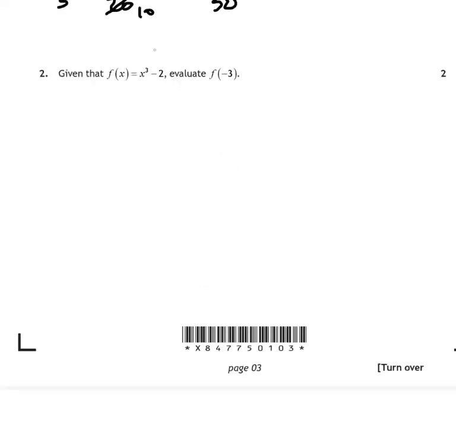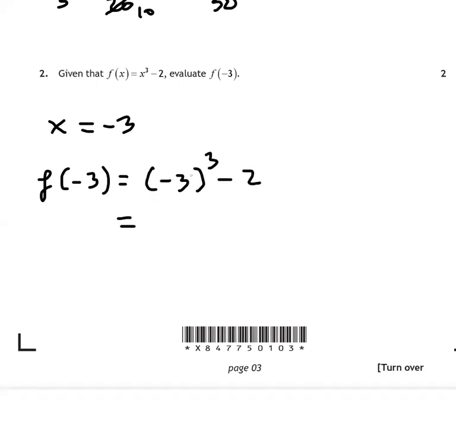Okay, question 2. Given that f of x equals x cubed minus 2, evaluate f of minus 3. So f of minus 3 is simply plugging in x equals minus 3. So that would become minus 3 cubed minus 2. So minus 3 cubed is minus 27, because it's just minus 3 times minus 3 times minus 3. So that would be minus 29.